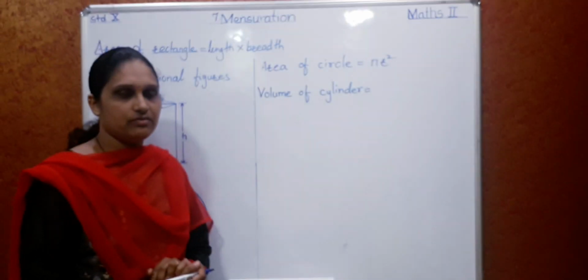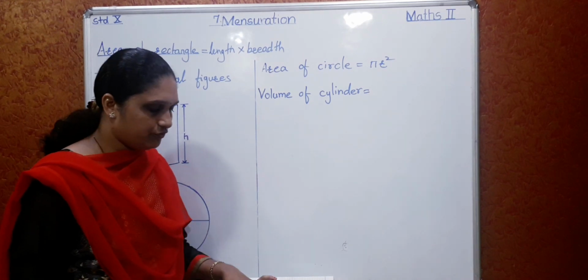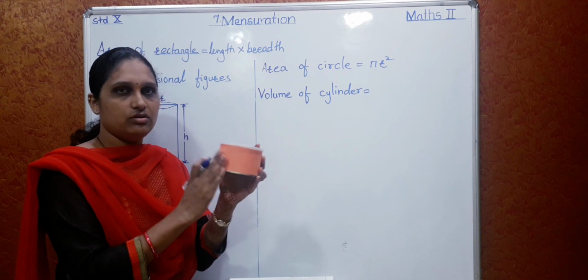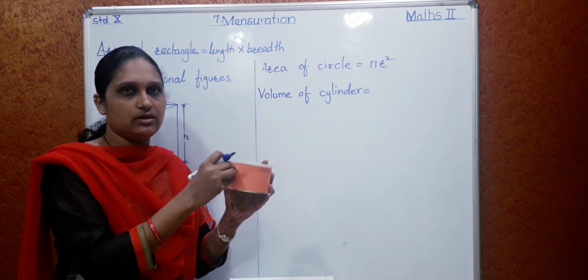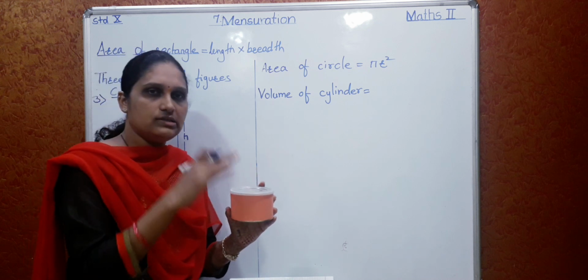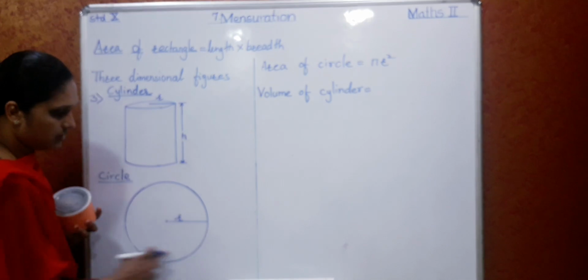Volume of cylinder. So see students, we have to find the volume of this cylinder. Means what? How much space is there inside? How much water can be filled in this? That is called the volume of cylinder. Again, here at the top, what figure? A circle. Okay.